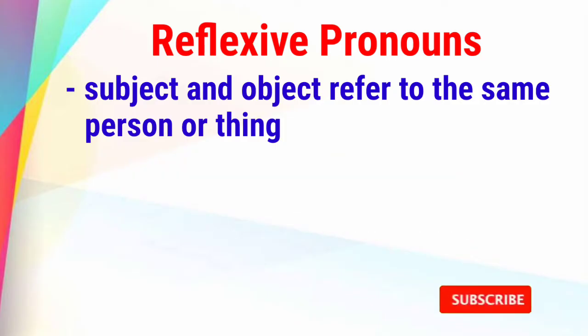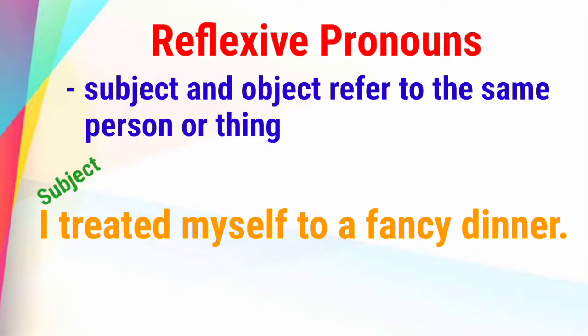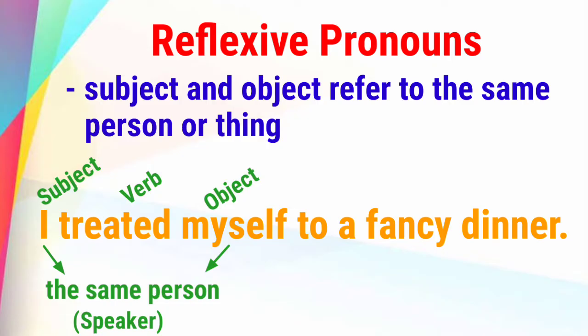Let us have an example. I treated myself to a fancy dinner. In the sentence, the subject or the one who did the action is I, and the object of the verb is myself. If you analyze it, I and myself refer to the same person, right? It means that I did something to myself. That is why myself is used as a reflexive pronoun in the sentence.